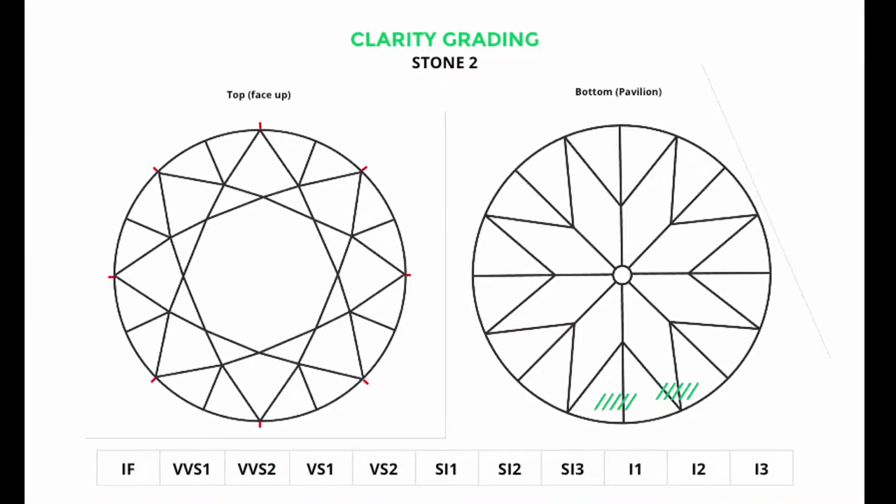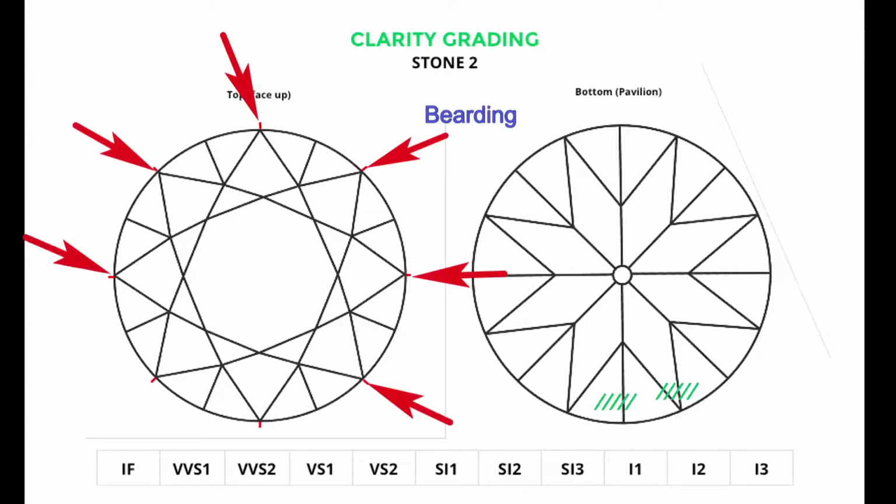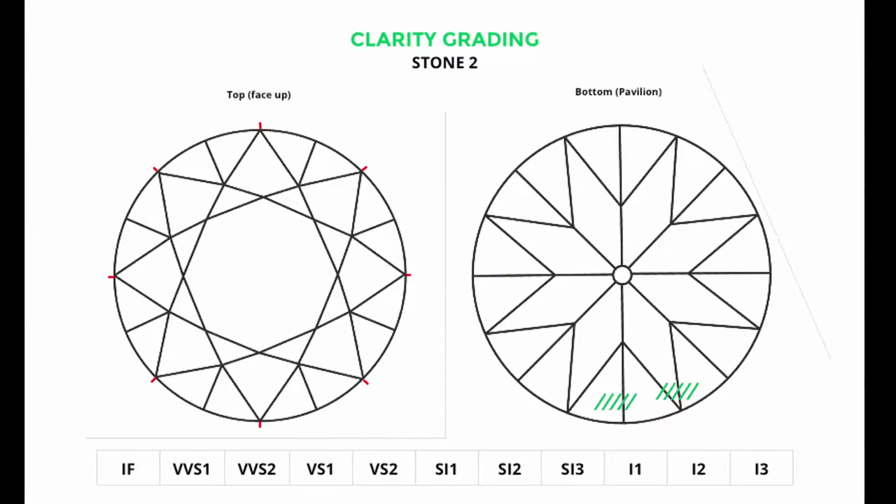Let's have a look at stone 2. This stone took you a long time to find anything. As I said to you, you finally found the bearding around the side of the stone and this burn on the back of the stone, but it took you a long time, to the point that you were about to give up. But fortunately, you didn't. The question is, how are we going to grade this stone?